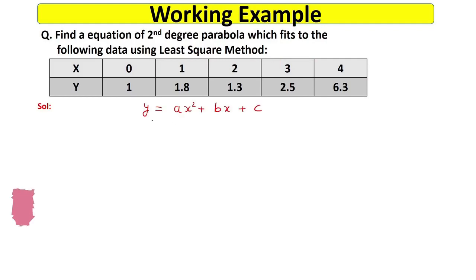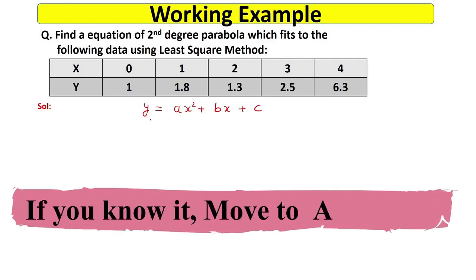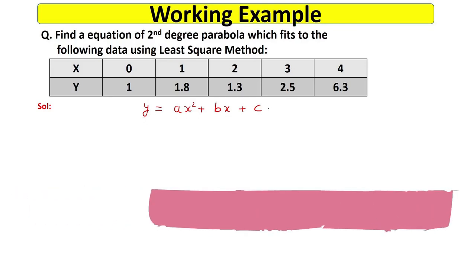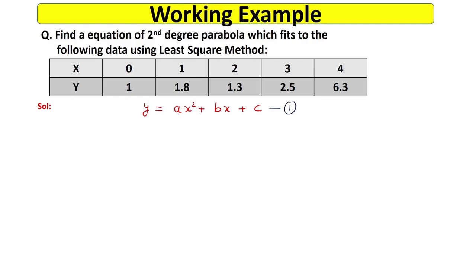As we know, the equation of the parabola is y equals ax square plus bx plus c. The first step in solving this question is to put the summation on this equation. Let's say this is equation number 1. After applying the summation, we get summation of y equals a, since a is a constant it comes out, times summation of x square, plus b times summation of x.